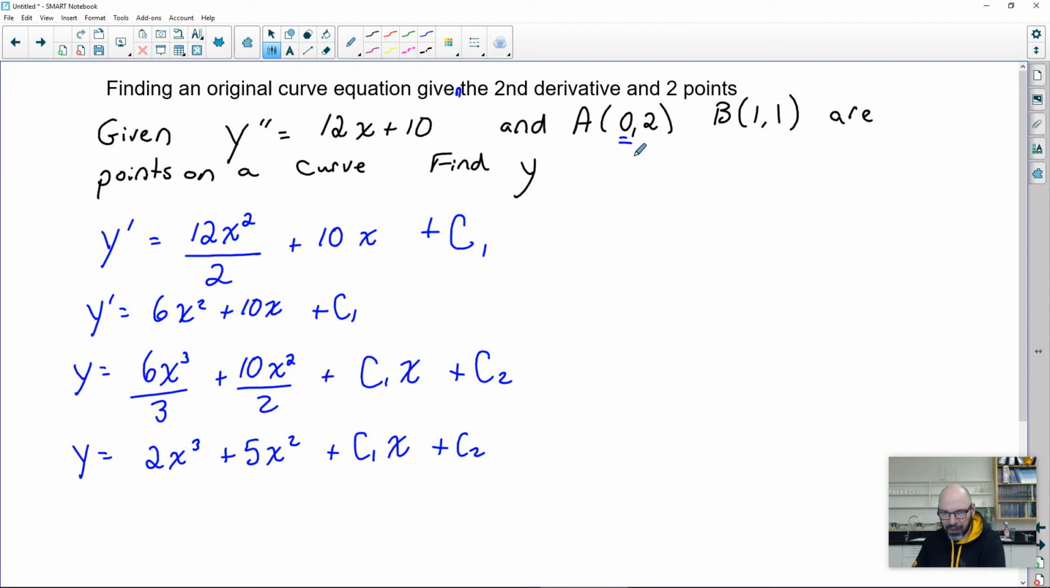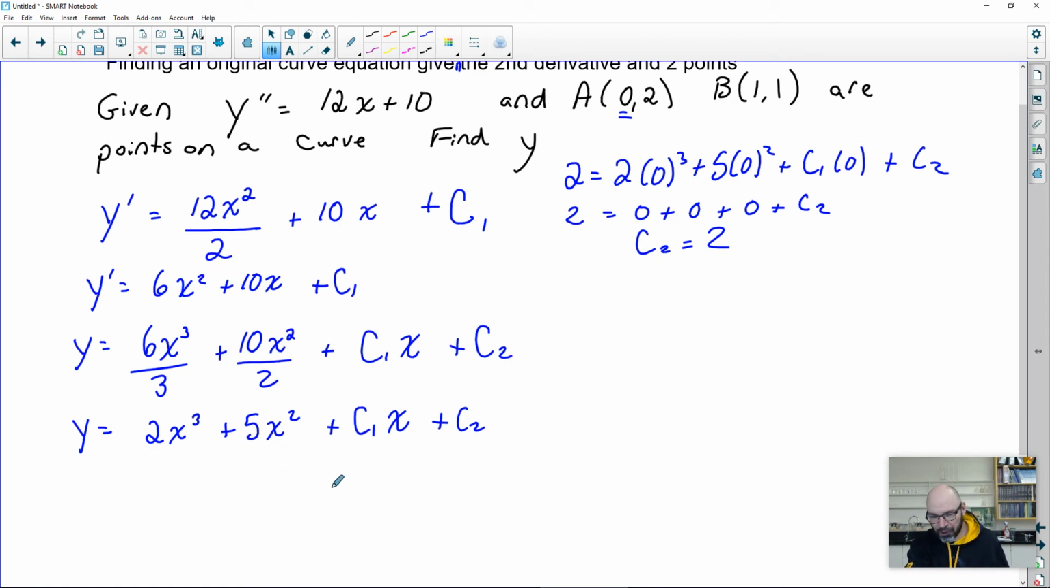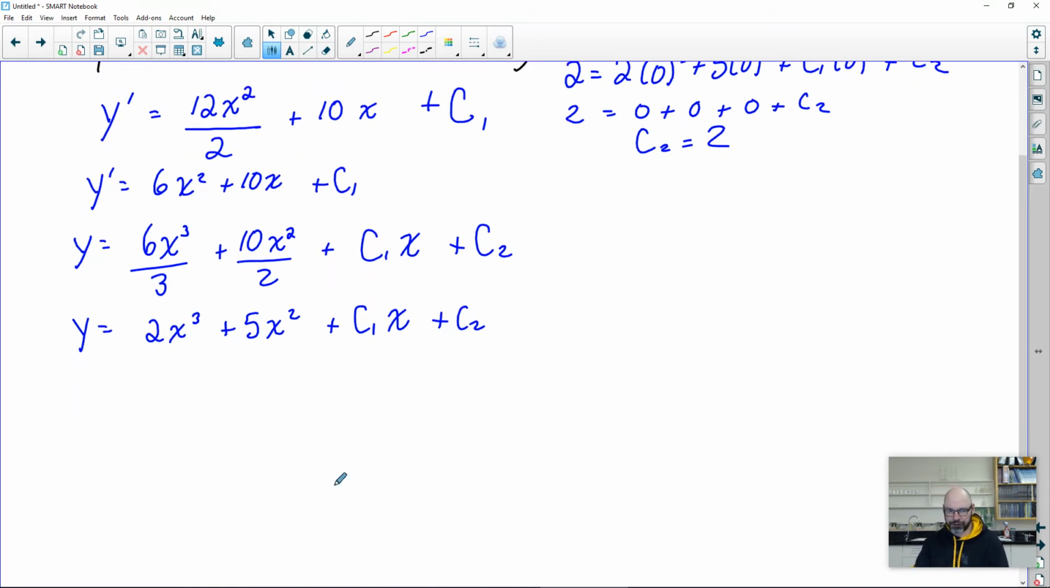So we're going to plug in a first. So 2 equals 2 times 0 cubed plus 5 times 0 squared plus C1 times 0 plus C2. So this is 2 equals 0 plus 0 plus 0 plus C2. So C2 is equal to 2. So we've got this one figured out. And then we're going to plug in 1, 1 now to figure out the second equation.